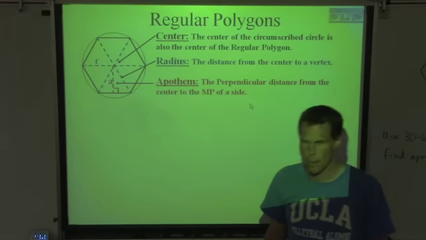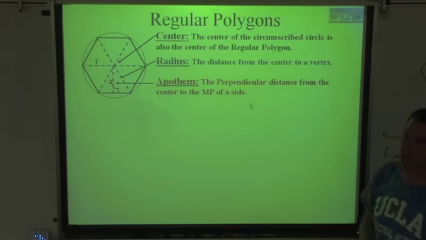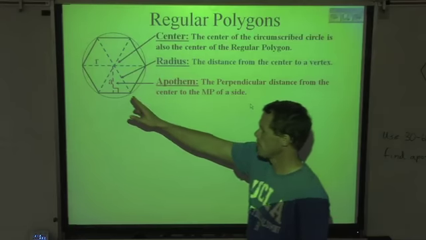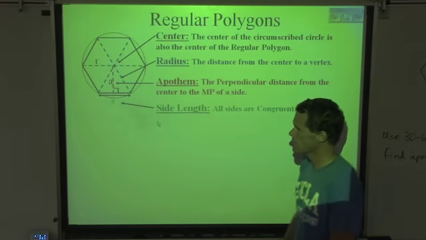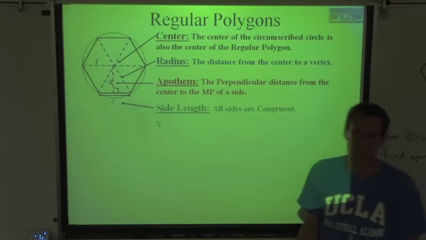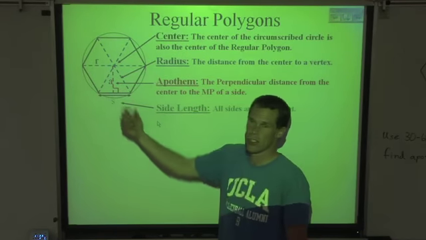Now there's the apothem. The apothem is the perpendicular distance from the center to the midpoint of a side. This is a critical value because it represents the height of this triangle. And lastly, we have a side length. All the side lengths are congruent, and this is a critical value because it is the base of this triangle.